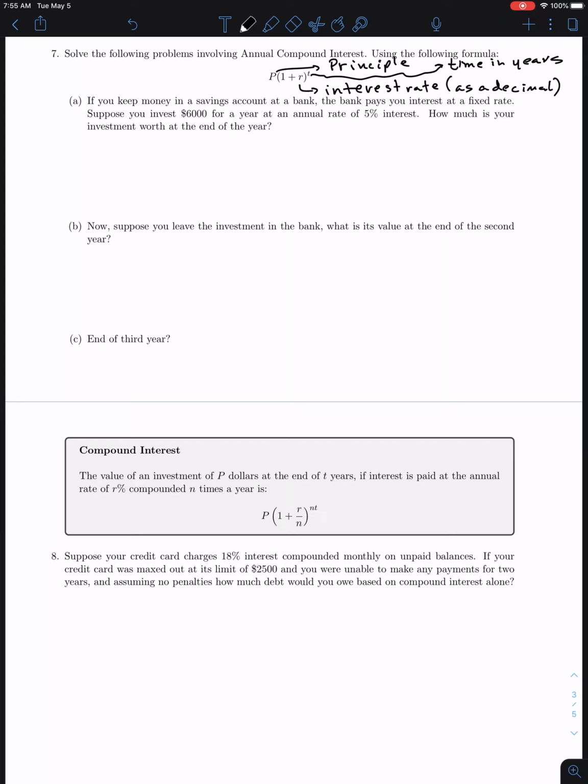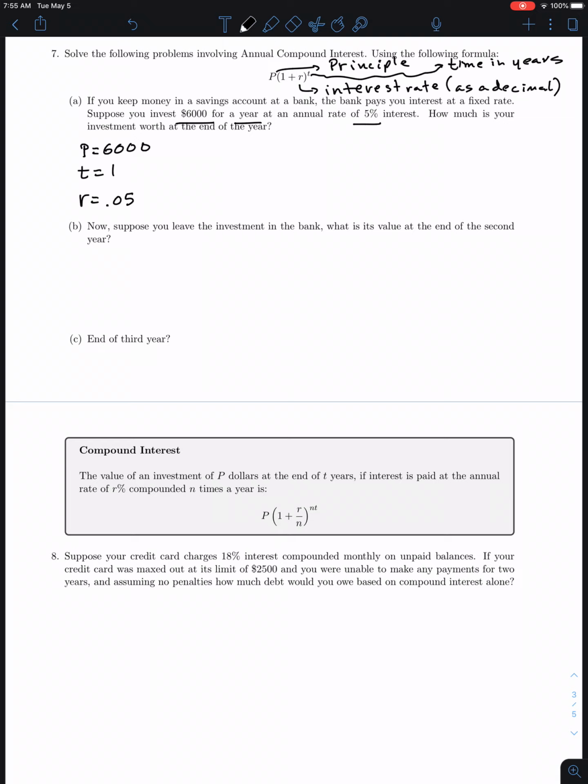So if we look at 7A, if you keep money in a savings account at a bank, the bank pays you interest at a fixed rate. Suppose you invest $6,000 for a year at an annual interest rate of 5%. How much is your investment worth at the end of the year? In this case, the 6,000 is going to be our principal. Our time is going to be the 1 year. And our interest rate is going to be the 5%, but again, as a decimal, it's going to be 0.05.